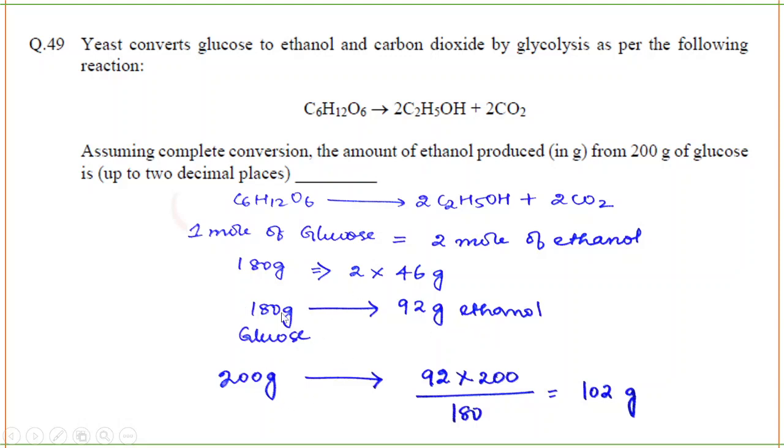So for 200 grams of glucose, what you'll get? You simply have to cross multiply. That is 92 into 200 divided by 180. You will get around 102 grams. So complete conversion of glucose to ethanol takes place. For 200 grams of glucose, you will get 102 grams of ethanol.